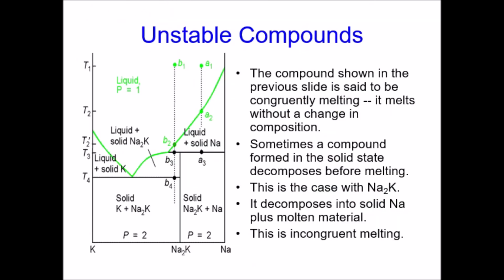Here shows the solid-liquid phase diagram for a potassium-sodium mixture, and this mixture forms a solid product, sodium-potassium, at low temperature. This product is not stable and decomposes at this point to form solid sodium and a molten salt solution. This kind of melting is called incongruent melting, compared to the congruent melting we saw in the last slide.